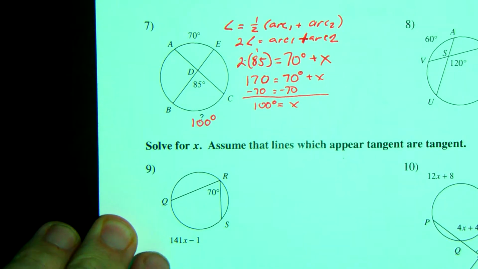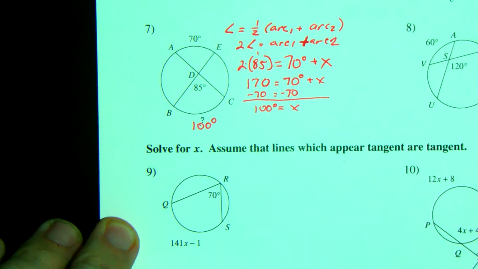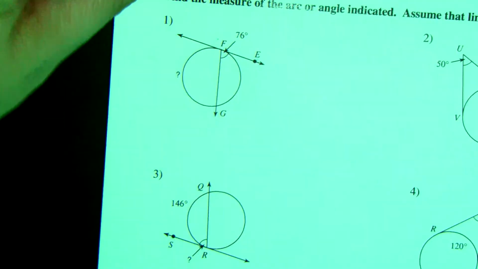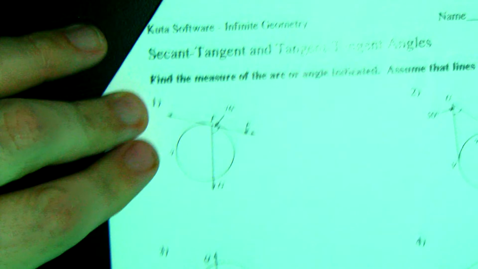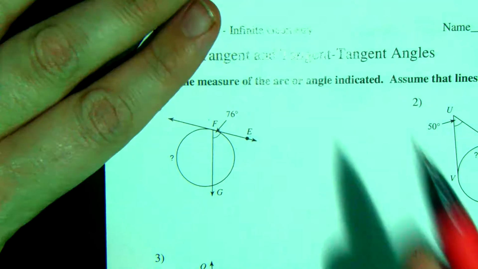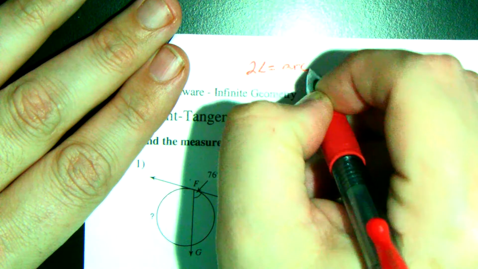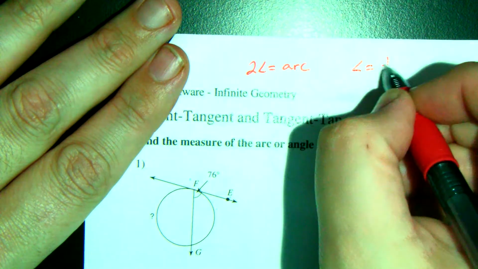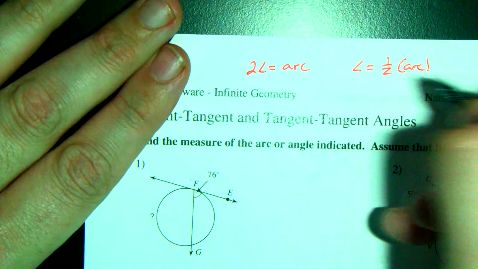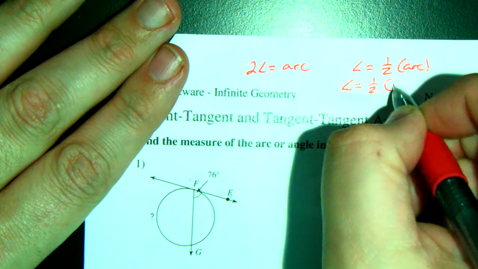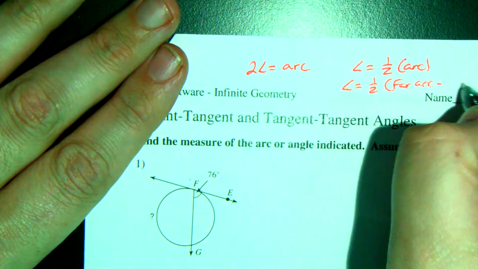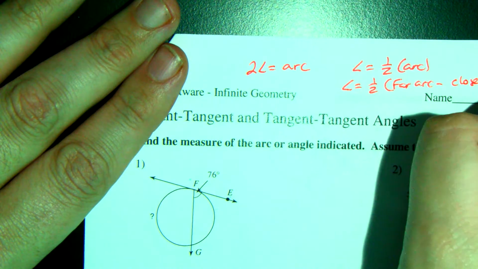Alright, now I want to take a look at the next one. I'm going to take a look at secant tangent and tangent tangent angles. Same thing. 2 times the angle is equal to the arc. Or the angle is equal to 1/2 times the arc. Or the angle is equal to 1/2 times the far arc minus the close arc. And it really doesn't matter if there's tangents or anything like that.